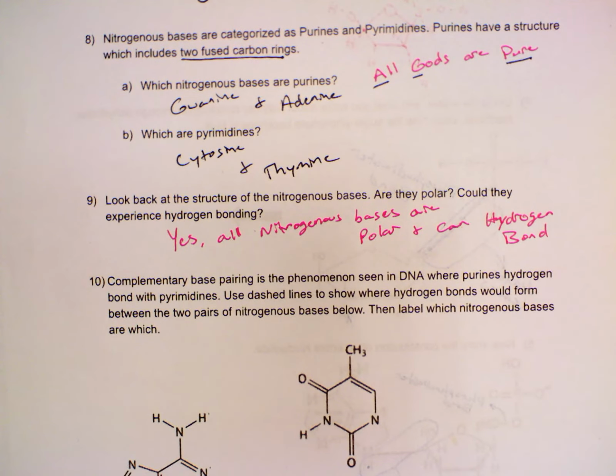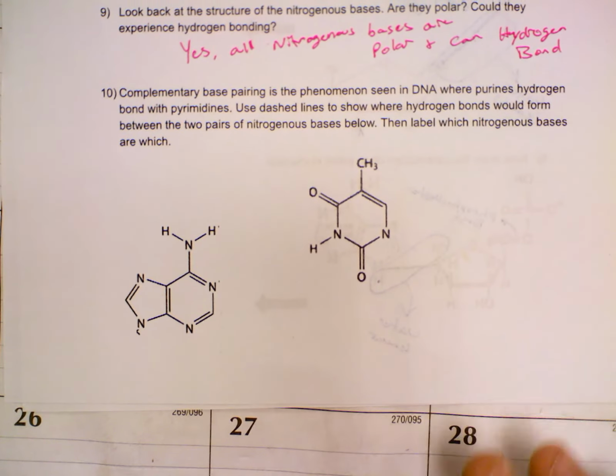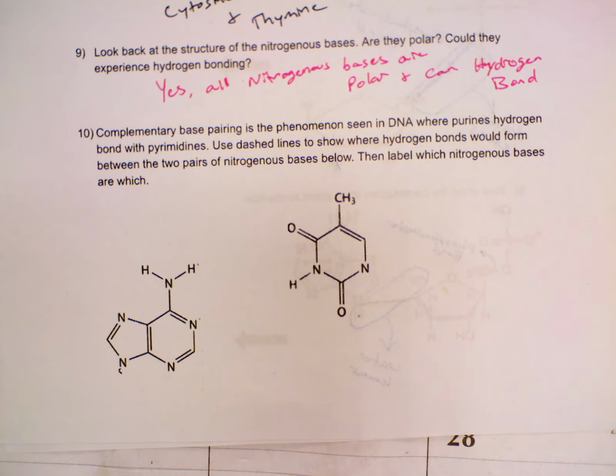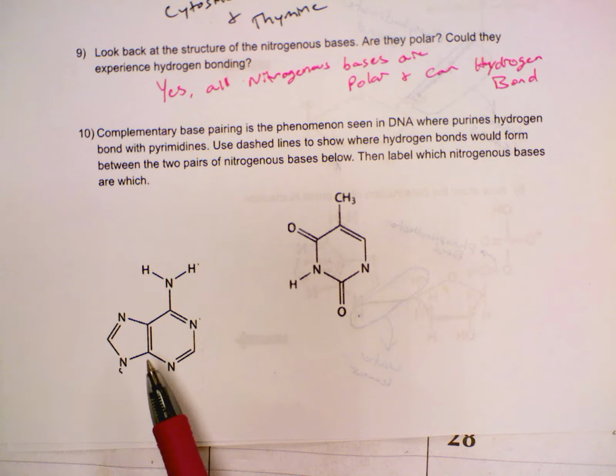Okay, so now we go down to number 10, a process you've heard of before. Complementary base pairing is the phenomenon seen in DNA where purines hydrogen bond with pyrimidines. Use dashed lines to show where hydrogen bonds would form between the 2 pairs of nitrogenous bases below. Then label which nitrogenous bases are which. Okay, so we need to label the nitrogenous bases, and then we also need to show where the hydrogen bonding is going to be happening at.